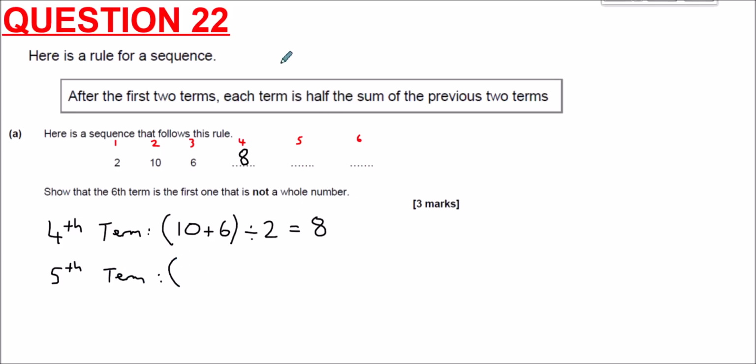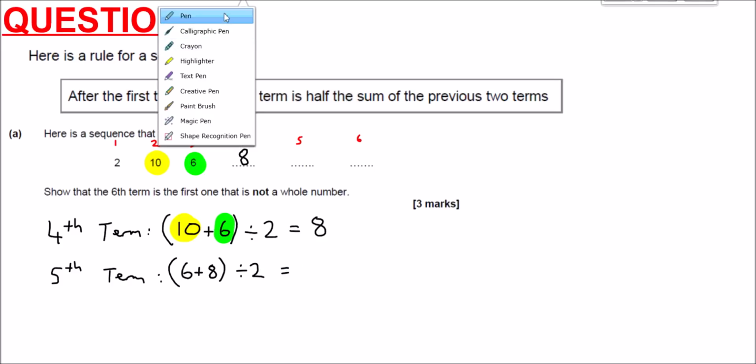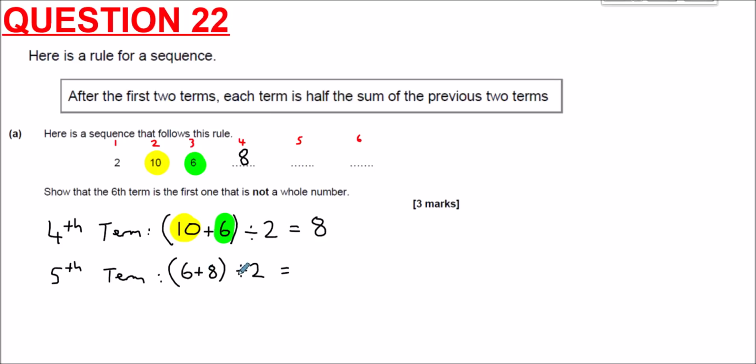The 5th term is the same idea. We're just looking at the previous 2 terms. So for the 4th term, we looked at the 2nd and 3rd. Add those together and divide by 2. For the 5th term, we'll be looking at the 3rd and the 4th. And so that'll be 6 plus 8 divided by 2. Well, 6 plus 8 is 14, and 14 divided by 2 will be 7. And so the 5th term is 7.